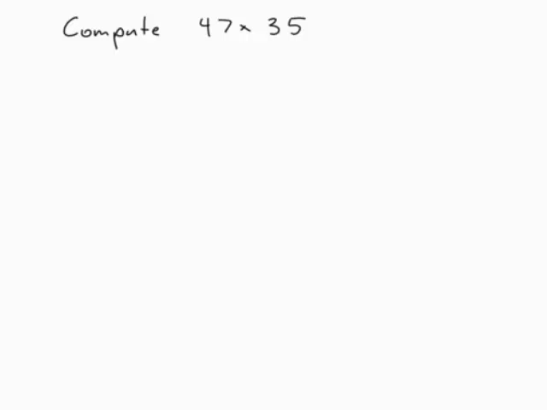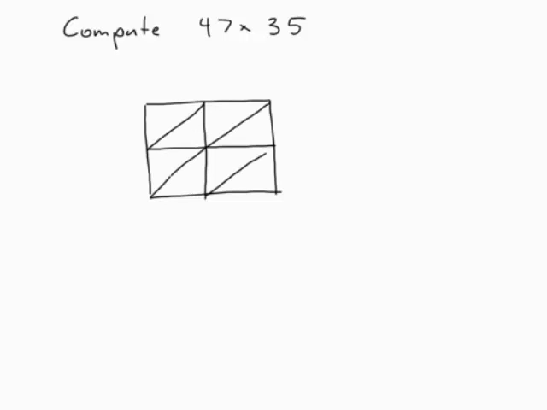In this case, since we're multiplying a two-digit number by a two-digit number, we'll make a 2x2 grid. Then we draw diagonal lines from the lower left to the upper right through all of the squares. We write the numbers 47 and 35 like this. The way you should think about this is that each square represents a different multiplication calculation.